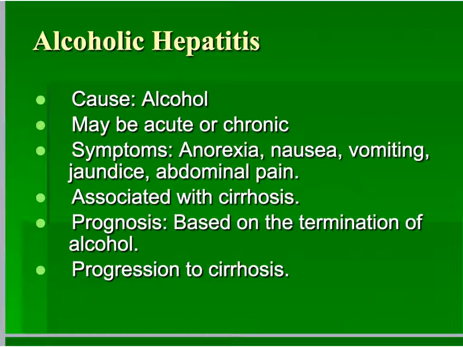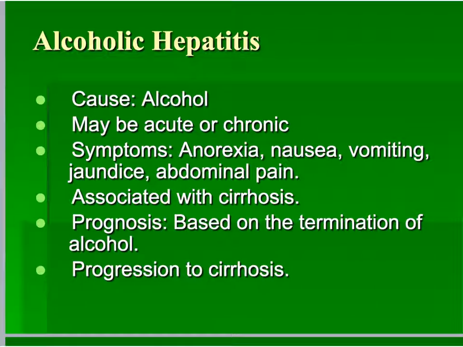Alcoholic hepatitis: the cause, of course, is excessive alcohol consumption. This may be acute or chronic. Sometimes an excessive amount of alcohol over a short period of time may lead to an acute hepatitis. Or if there is excessive alcohol consumption over prolonged periods of time, like 12 to 24 beers a day, every day, for several months or years, it can really damage the liver, as we know.